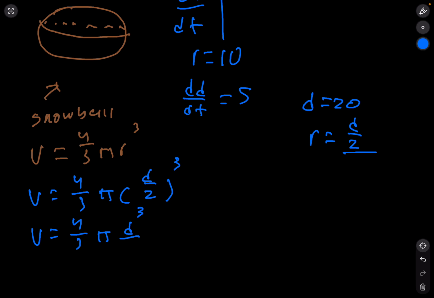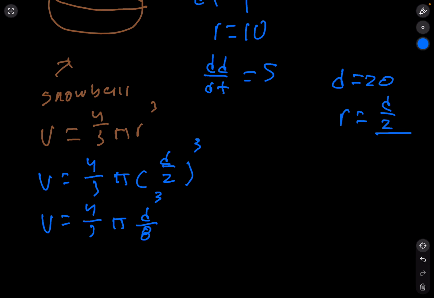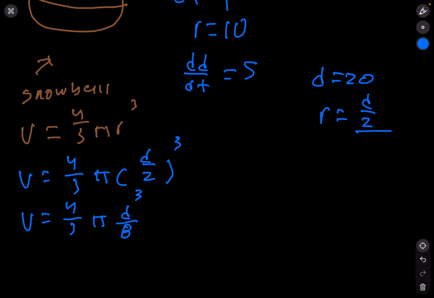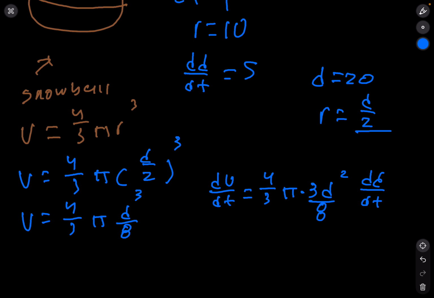Now we have volume, which is equal to 4 over 3 pi times d cubed over 8, because 2 to the third is just 8. So now we can solve this equation. We just take the derivative with respect to time. So we have dV/dt, which is equal to 4 over 3 pi times 3d squared over 8, times the rate of change of the diameter with respect to time. Since this is just being multiplied, we just cancel out these threes.